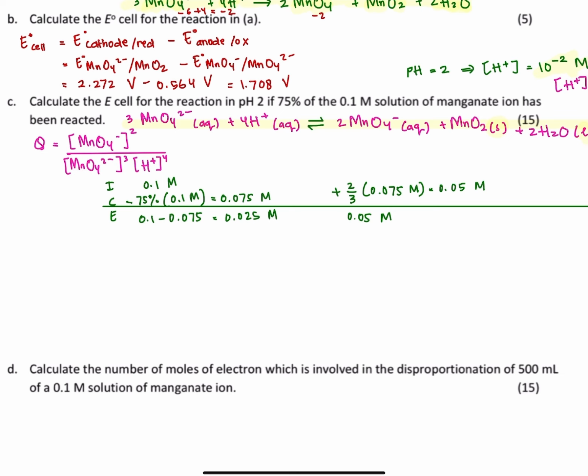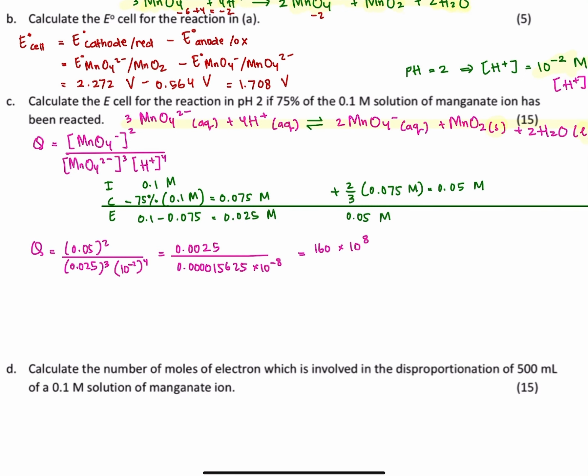or at final reaction. So in that case, we then can calculate the Q. The concentration of MnO4 minus, so we have 0.05, and then here we have manganate, which is 0.025, but it's to the power of 3, and then we have H plus 10 to the power of minus 2, but this is to the power of 4, so we are going to calculate this, okay? That is the Q.